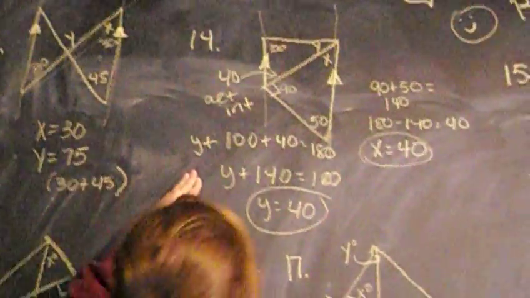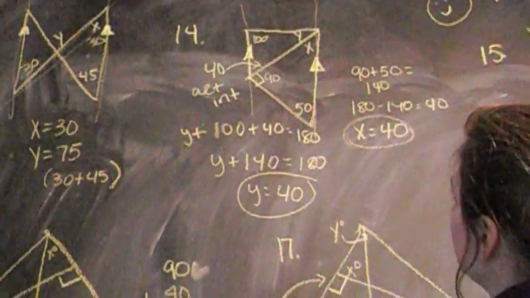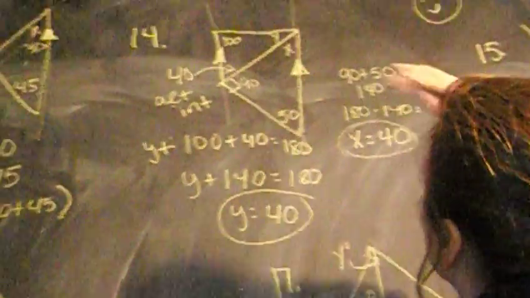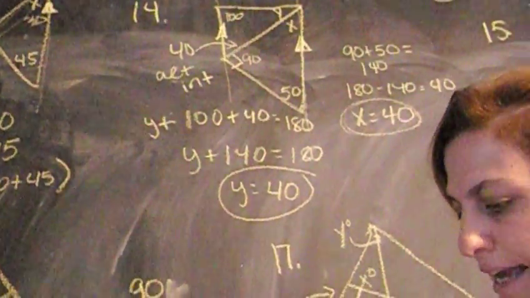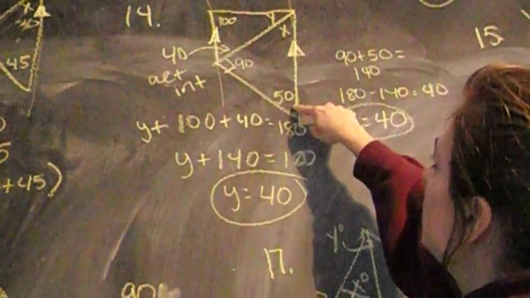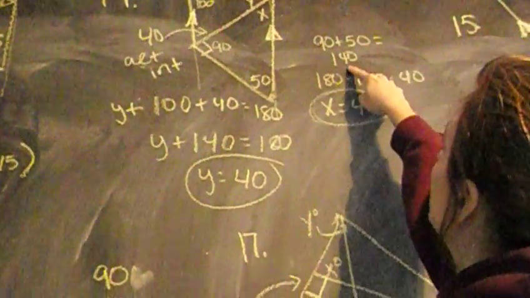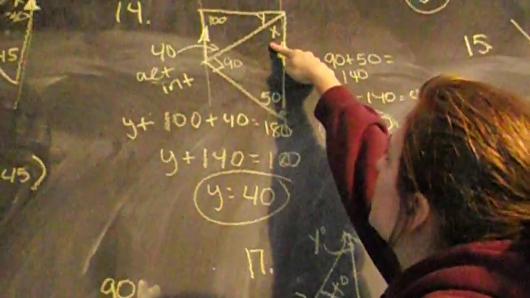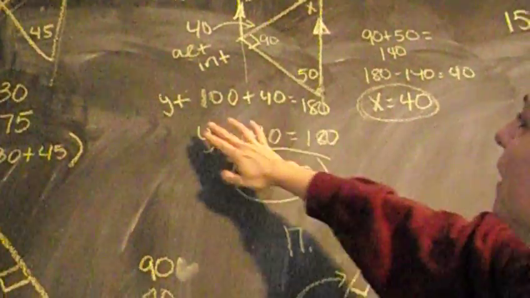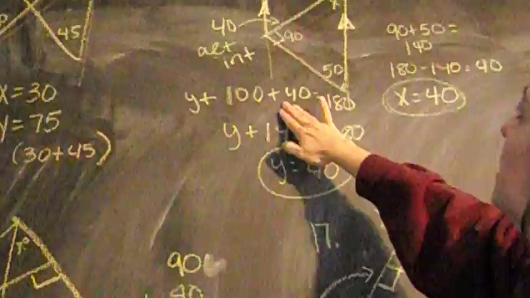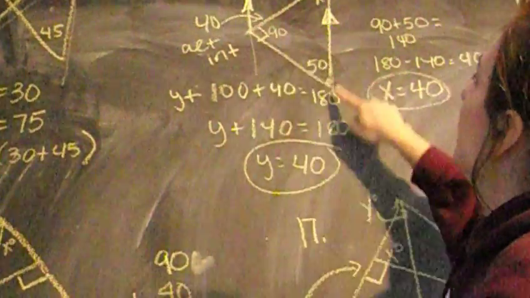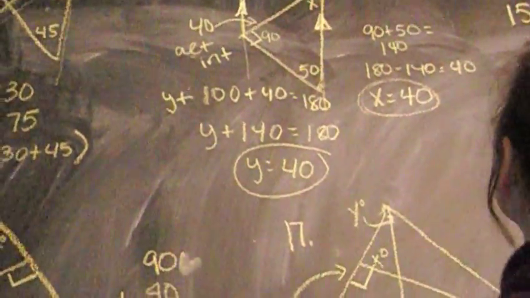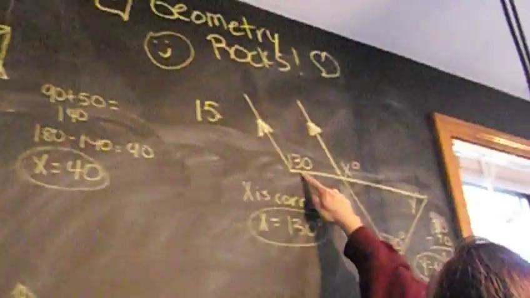Number 14, a lot of these have that same type of thing. I have my two parallel lines, and I had to figure out x and y. And in the picture, I had, this was 90, this is 50. Well, I add those two together. 90 and 50 equal 140. Subtract 140 from 180, and I get 40. So x equals 40. And then I've got y plus 100 plus 40, because it's alternate interior, equals 180. Then y plus 140 equals 180. Y also equals 40.